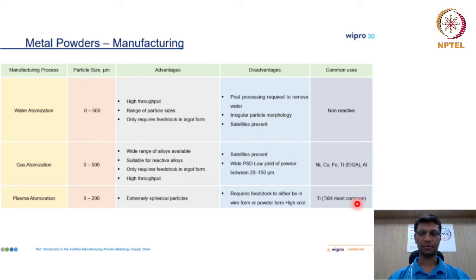So here is the trade-off. If you want good quality powders, and if it is for aerospace and defense applications, you can go with the plasma atomized powders. And if the requirement is not so stringent and the application is in the automotive domain, then you can choose the gas atomized powder or even water atomized powder in some cases to reduce the cost of manufacturing.